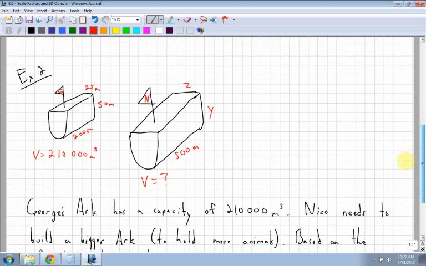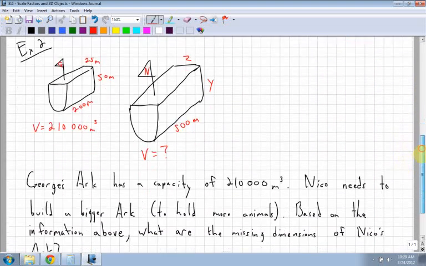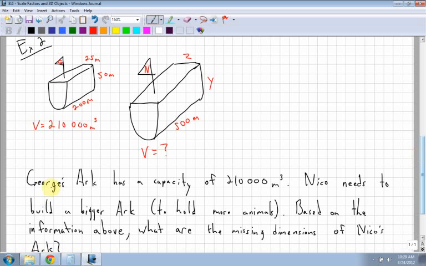Now let's see how this works. Example 2. We have 2 arcs here, big, huge arcs. George's arc, this one up here with the G, has a capacity of 210,000 meters cubed. Nico needs to build a bigger arc to hold more animals, of course. Based on the information above, what are the missing dimensions of Nico's arc? Here's Nico's arc and here's George's arc. Do I have any dimensions? Yes, I do. I need to figure out what the volume is, though, and each other dimension.